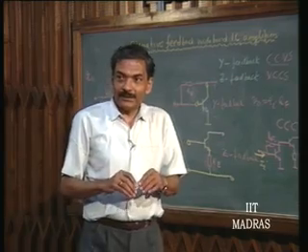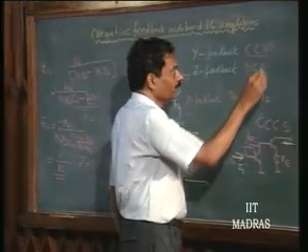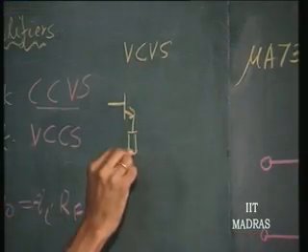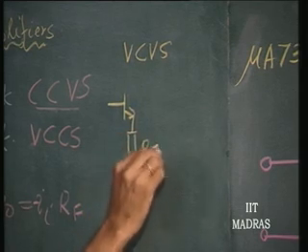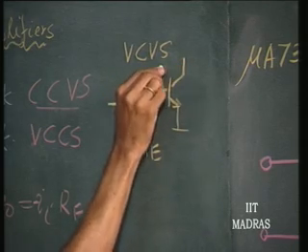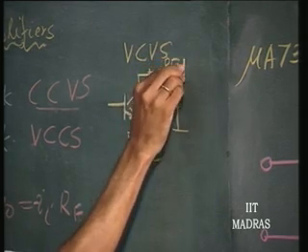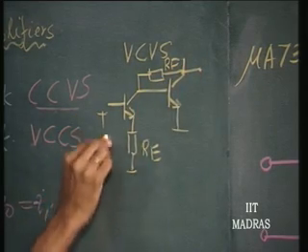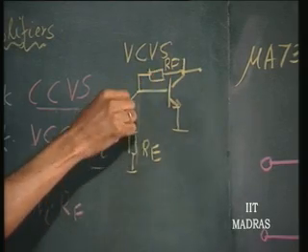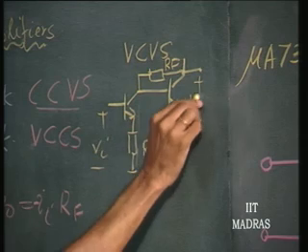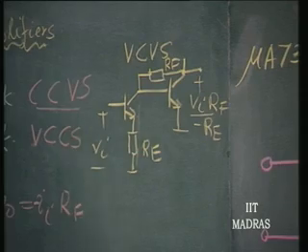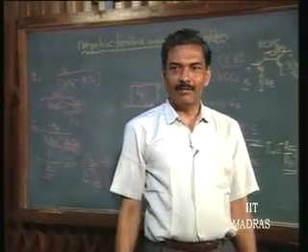Now, what is the dual of this? In order to get a voltage controlled voltage source, I cascade with this. So what happens when I apply Vi here? The current in this is Vi by Re, and that current will go directly into Rf. So the output voltage will be Vi by Re into Rf. Again a wideband structure.